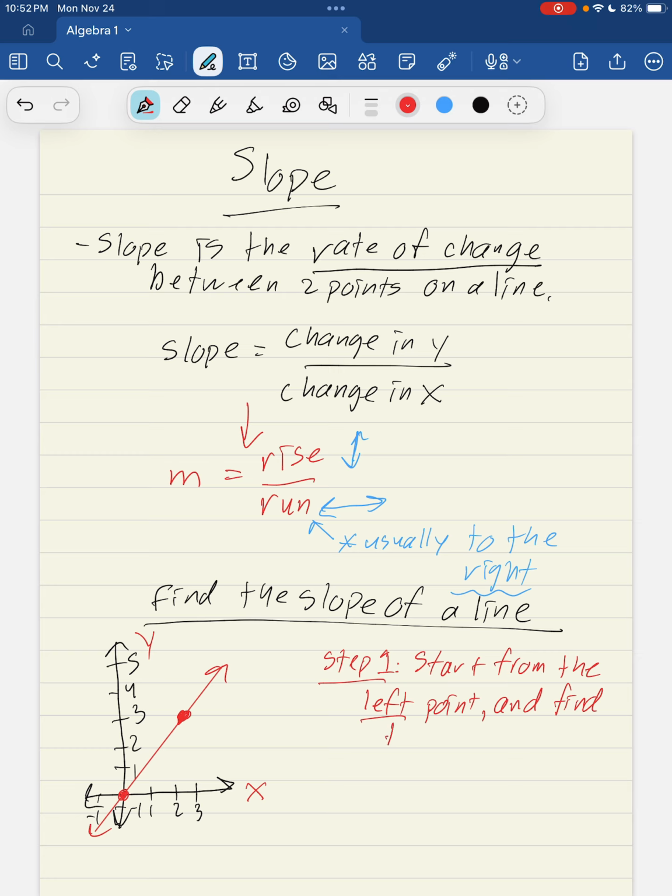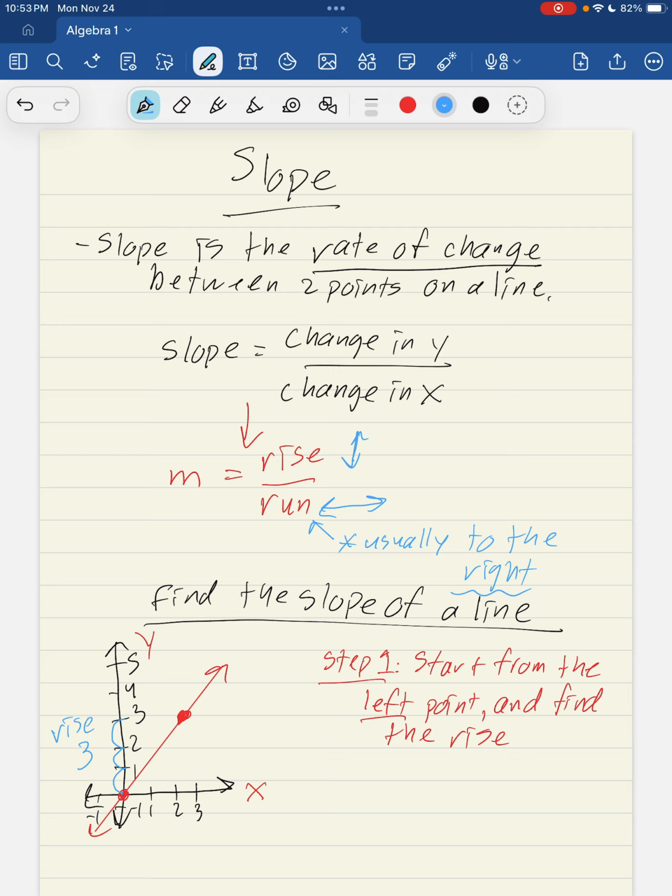Find the rise. How does this look? We would go from this dot right here, the leftmost point, and we're going to find the rise. 1, 2, 3. We pretty much have to go up until we are at the same level as that particular dot. And again, if we're going up, that's going to be a positive 3. If we'd be going down, it'd be a negative 3. So we have a positive 3. That's our rise right there.